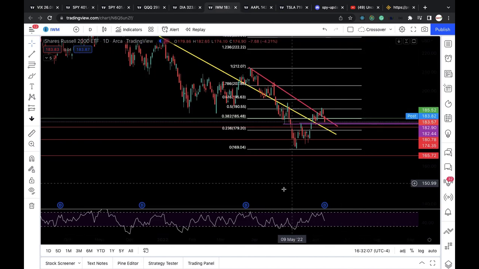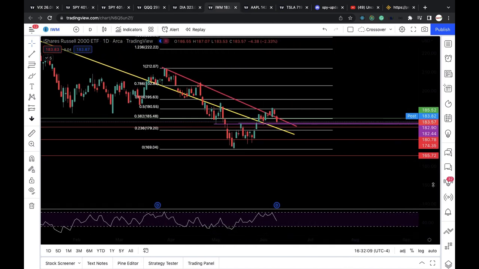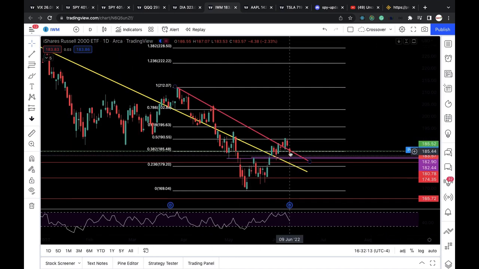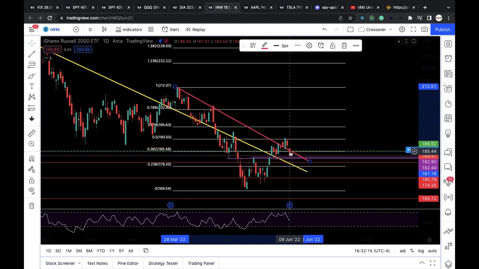IWM, look at this, the pink downtrend line that I had for IWM, okay? That's a false breakout, all right? It closed back below, okay? So only bullish above 185.5. As long as we're below 185.5, I'm favoring 183, 182.5, possibly down to 180.7-ish, then 179.